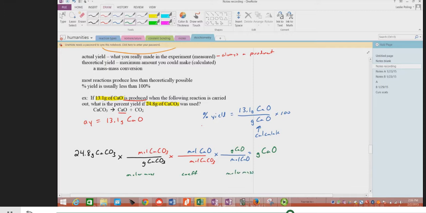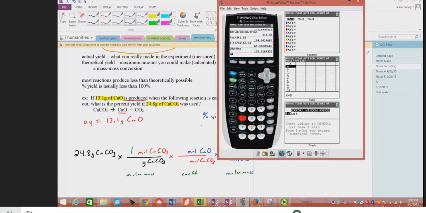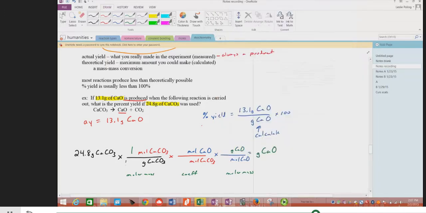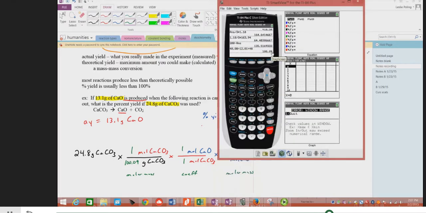So when grams and moles are together, moles gets 1, grams gets the molar mass. 40.08 for calcium, 12.01 for carbon, 48 for 3 oxygens, 100.09. Coefficients are 1 and 1. Calcium oxide, well, I can just subtract the 48 for the oxygens away from that. You get 52.09.